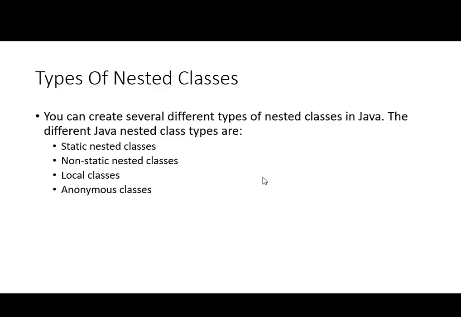By the word static you can identify that we are going to have a class which will contain the static keyword, because it will be a static class. But which kind of class? It will be a nested class. So it means that it will be an inner class of some outer class. Okay, so this is one type of nested class.